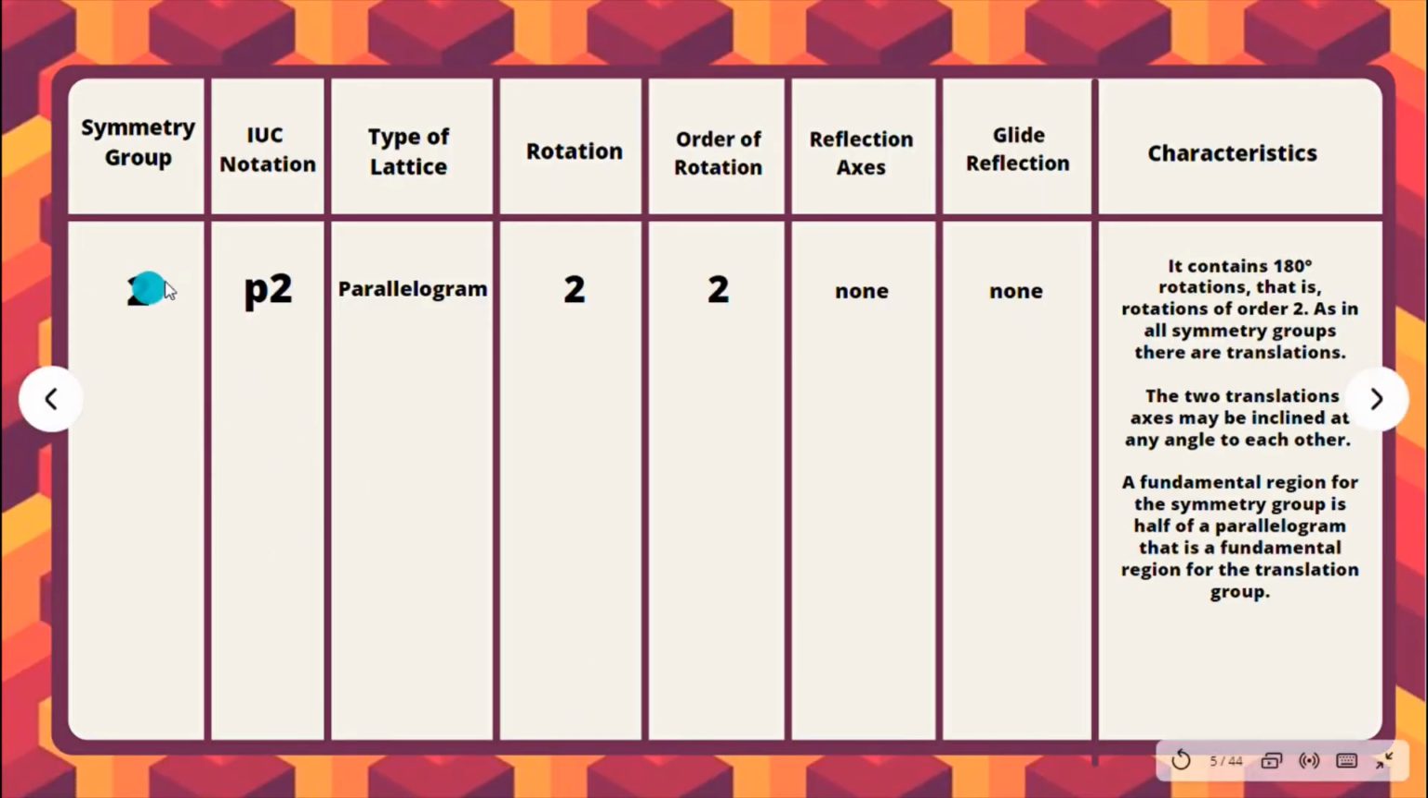For the second symmetry group, we have the P2 in IUC notation. For the parallelogram, this is the type of lattice. For the rotation, we have the number 2, and the order of rotation is the number 2 as well. This depicts a 180-degree angle rotation, while for the reflections here, we have none. The fundamental region here is half of this type of lattice, which is the parallelogram.